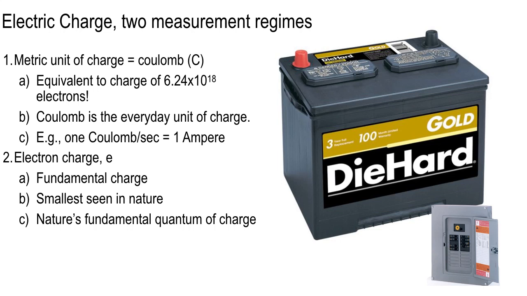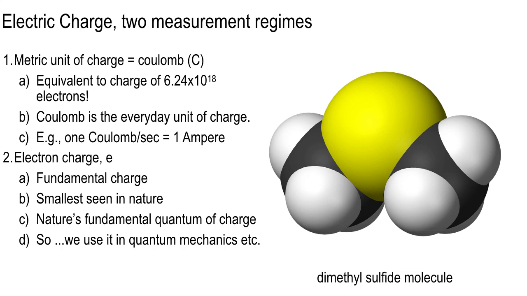In other words, every charge that you see from the size of galaxies down to the nucleus is a multiple of E, or minus E if it's a negative charge, all right? Now, we use the fundamental charge when we're talking about molecules and quantum mechanics. Like this molecule here, dimethyl sulfide, you wouldn't use coulombs. I mean, you could if you wanted to. You can always convert everything, but it's simpler to just write down E for your unit of charge.